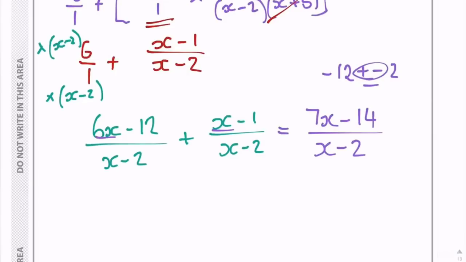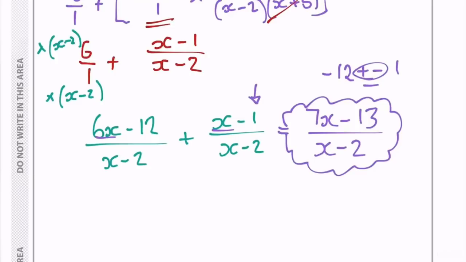I've just realised I've written minus 2 there. It's not minus 2, it's minus 1. Well done for reading the question. So negative 12, add negative 1, take away 1. There we go, that definitely says 1, not 2. So negative 12, take away 1 is minus 13. There we go, and there's our final answer: 7x minus 13 over x minus 2.